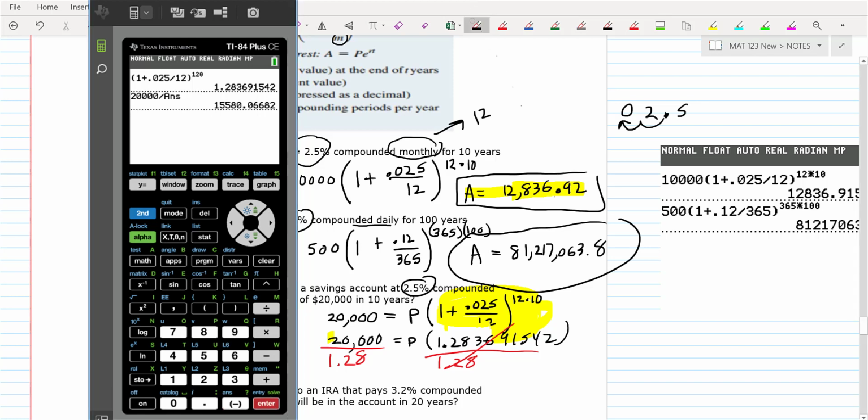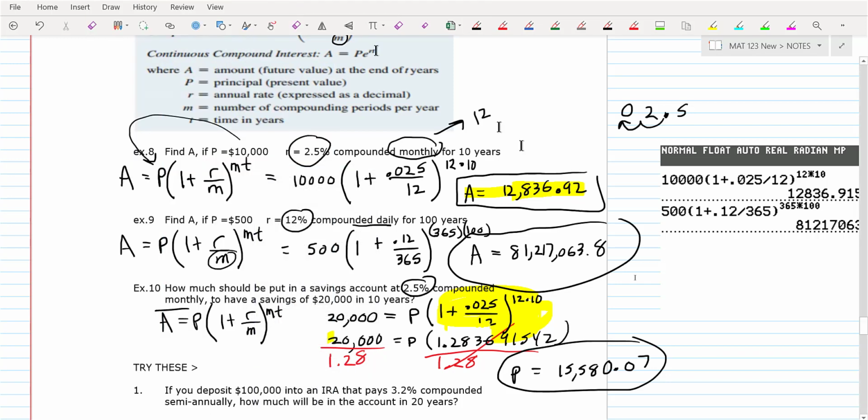So what this would tell you is the principal is about $15,580 and about 7 cents. So that's how much money you put in the bank that will grow to $20,000 in 10 years. So that's the idea. You have to solve an equation on that problem. Okay, does that make sense?